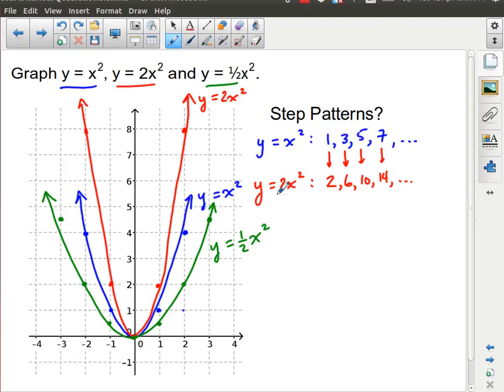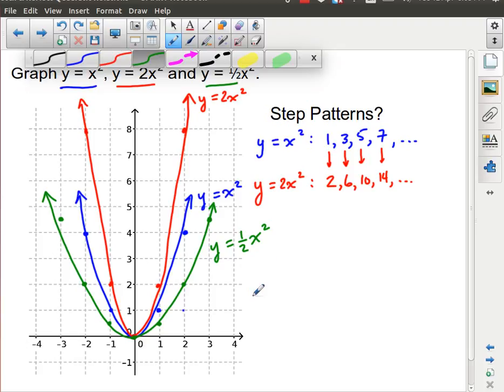So by having this factor of 2 in front, this multiplier of 2, I have doubled the size of my step pattern. And that is the introduction to this idea of a transformation, of a stretch. I've taken this blue parent function and I have stretched it out vertically. I've made it taller and thinner. It's like I grabbed it by a pair of handles and pulled upwards on it.